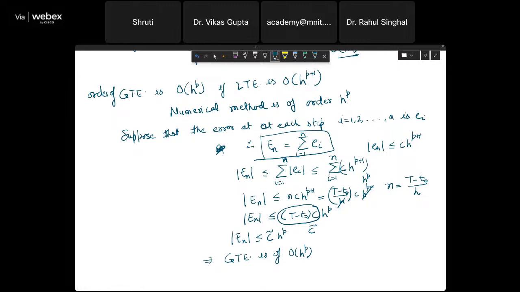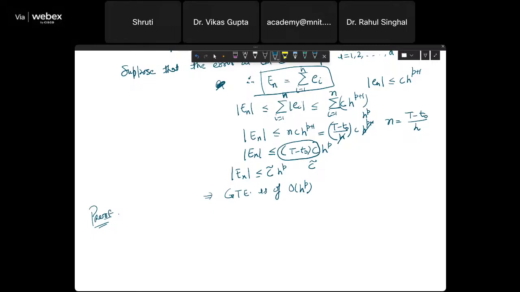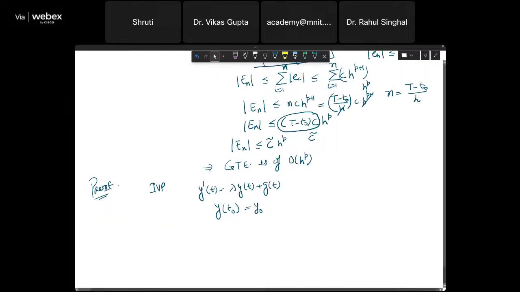For that I would like to take the test problem. Here I'm giving you the rigorous proof that the global truncation error will be of order h to the power p. For that, let us consider an initial value problem y dash of t equals lambda y of t plus g of t, where g of t is some given function of t, so as such it is a linear problem, with the same initial condition which we have considered earlier.